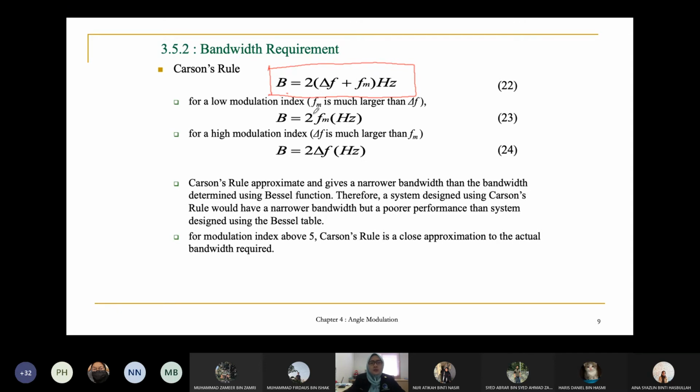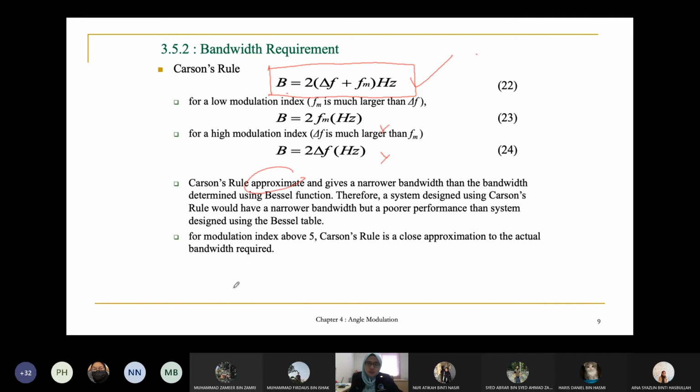For a low modulation index, Fm is much larger than delta F, therefore you can ignore delta F, so it becomes B equals 2 Fm. For a high modulation index, delta F is much larger than Fm, so you can ignore Fm, and your equation becomes B equals 2 delta F. So this is for very low or very high modulation index, but otherwise, you just use this formula.